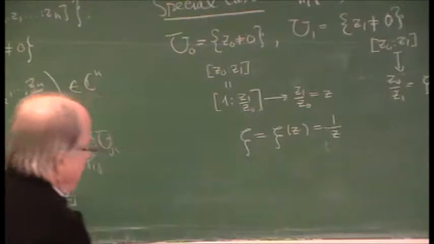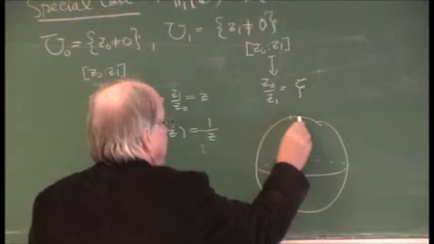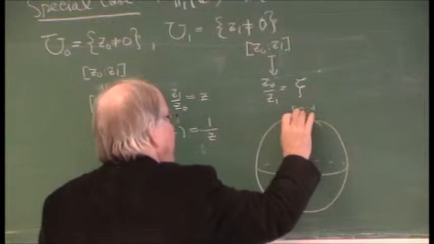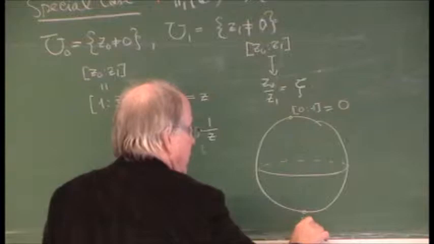So this is well known to you, I think. It has the big open set. Let's say the north pole is where z0 is 0. Let's call it 0. And the south pole is maybe where z1 is 0. And we call this infinity.